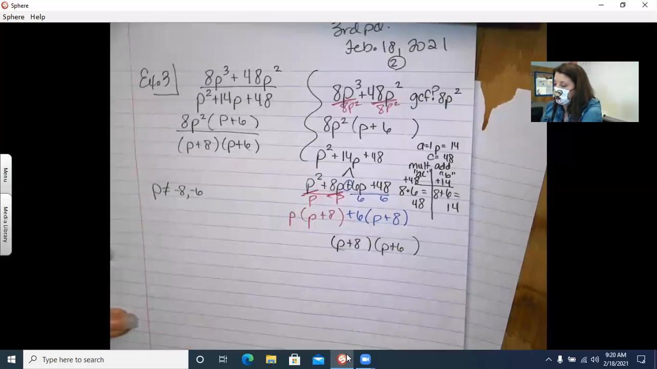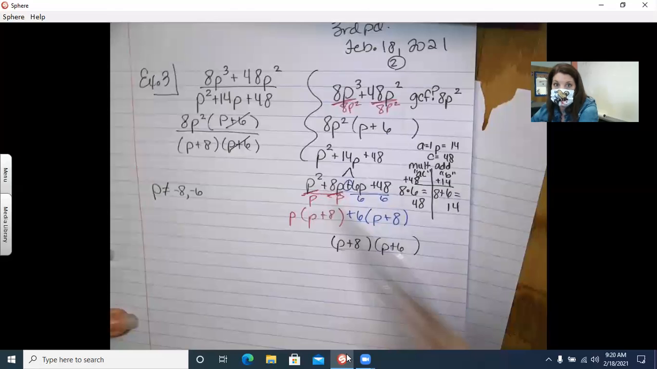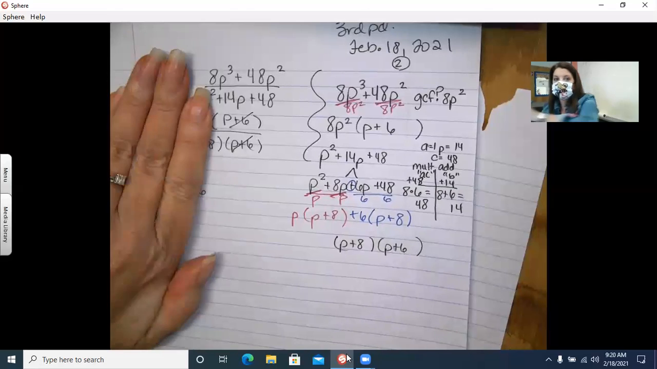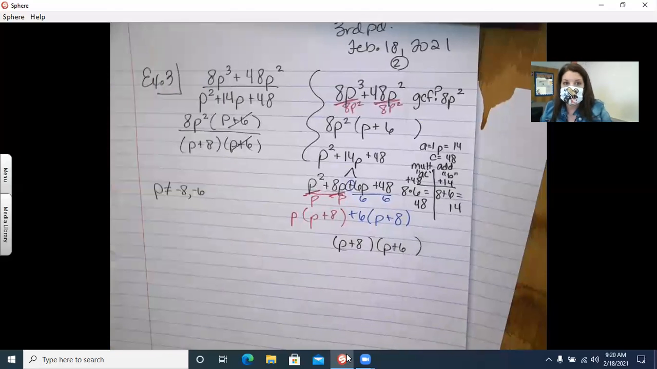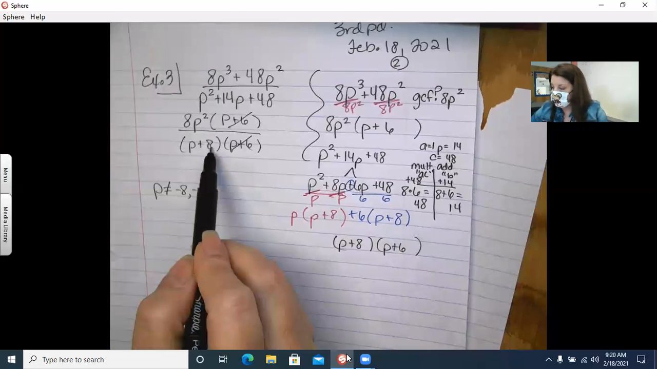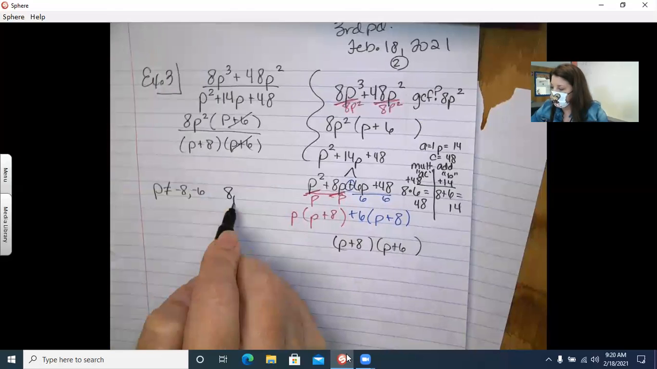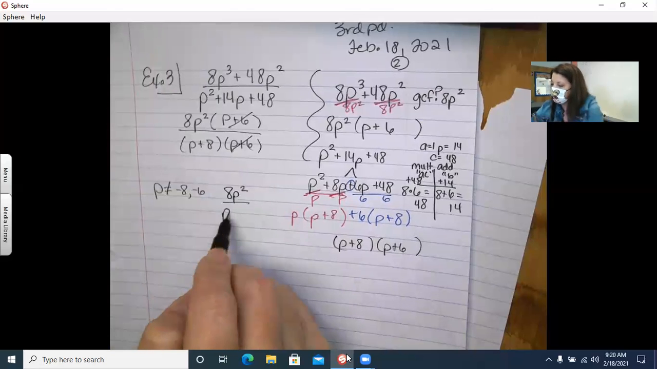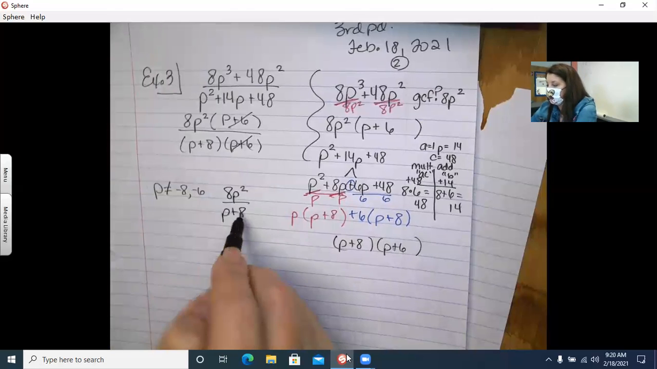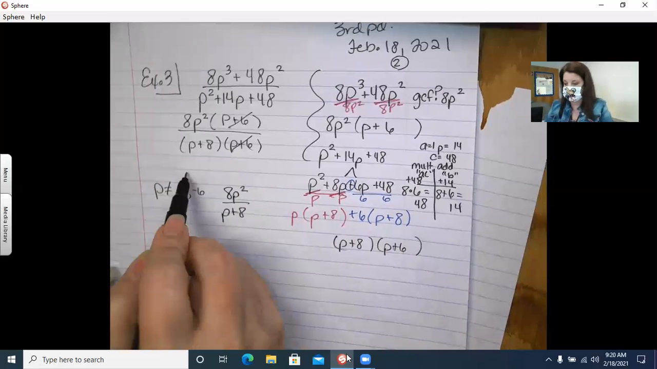All right, well, anything reduce, cancel? P plus 6 divided by P plus 6 is 1. We say it canceled. Now, if that was my whole problem, my answer would be 1, right? Not 0. And can I reduce or cancel anything else? Can I cancel this 8 and this 8? Reduce P squared and P? Nope. So my answer is 8P squared divided by P plus 8. I can put P plus 8 in parentheses if I want. There's nothing else in the denominator, so I don't have to.